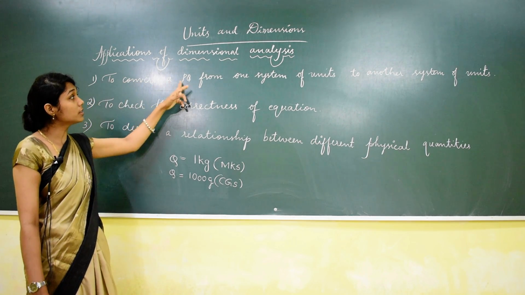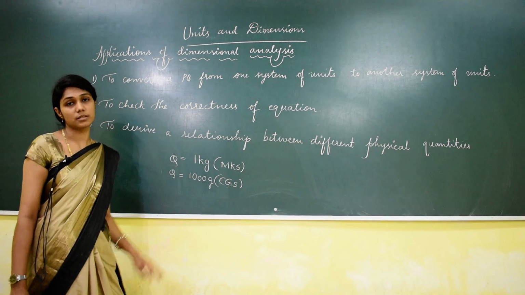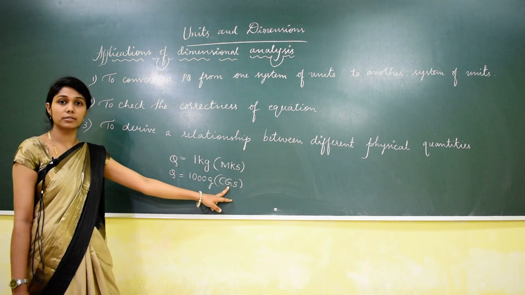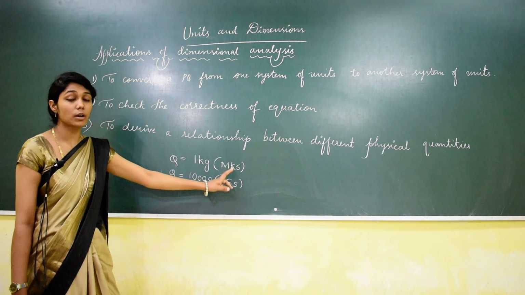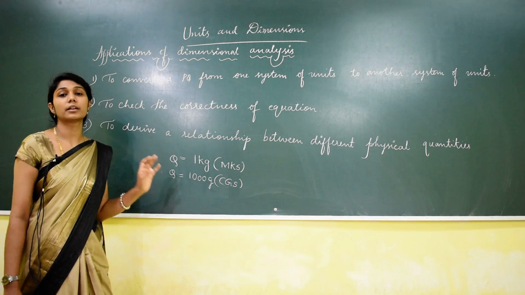So this is the first application of dimensional analysis: to convert a given physical quantity from one system of units to another system of units. So if we have to convert from one system of units to another, with the help of dimensions we are going to convert. Okay, and the second application is to check the correctness of the equation.